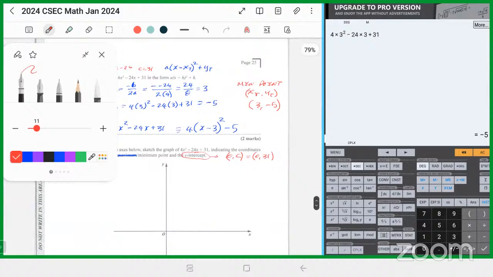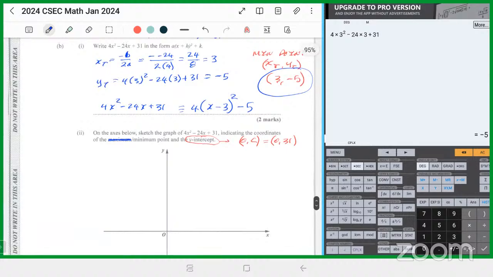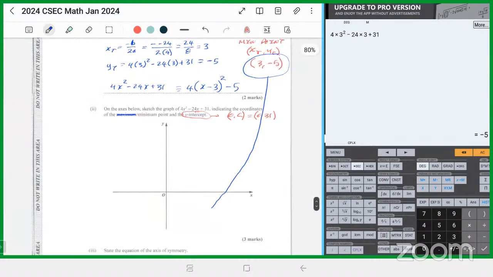What do we know? Let's sketch it. Let's reason it out. So the minimum point is this, and that point will be in this quadrant down here, where the x value is positive and the y value is negative, right? Because the x value is positive, meaning go this way to the right, and the y value is negative, means you go somewhere down here. So it's going to turn in this quadrant, and then this point, 0, 31 is on the positive side of the y-axis. So the graph must cross the y-axis somewhere up here.